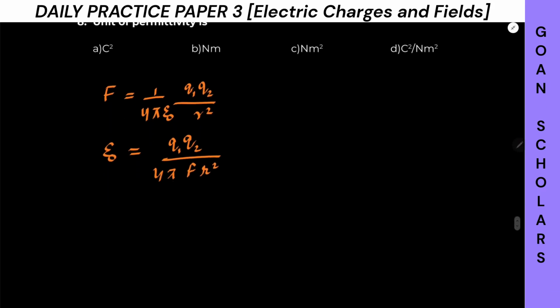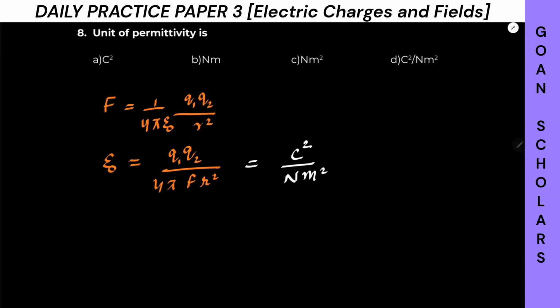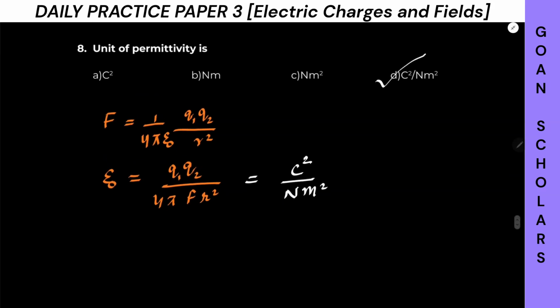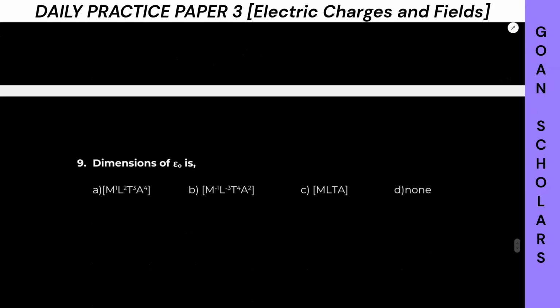Correct. Now 4 pi is a constant. It won't have any unit. What's the unit of charge? Q1 and Q2, that's Coulomb. So Coulomb into Coulomb, Coulomb square, upon force, which is in Newton. R is separation, so it will be meter square. So Coulomb square per Newton meter square, that's option D for question number 8. Okay, direct. Next question, let's move.